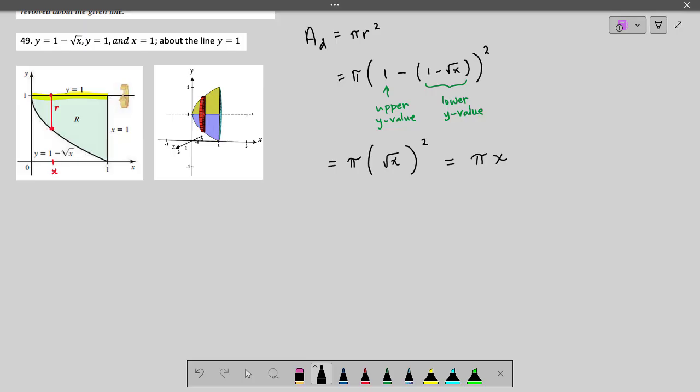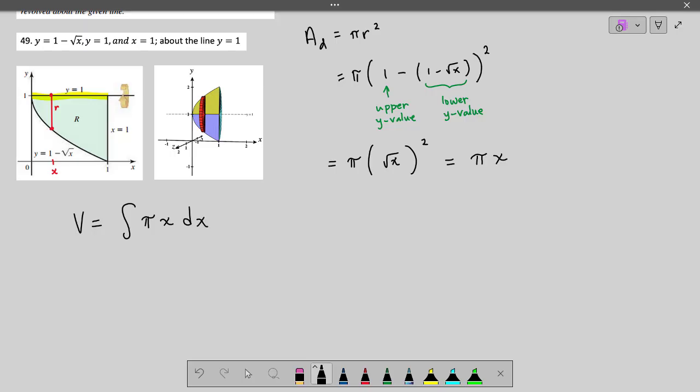When we were doing the disks around the x or the y-axis, there was always a 0. So we have to remember here that if we're not around the x or y-axis, this radius is going to be a subtraction of two things. When the axis was the x-axis or the y-axis, then it was a little different. But we do have the same principle, right? Upper minus lower. The volume is then the integral of the area, so the integral of pi times x dx.